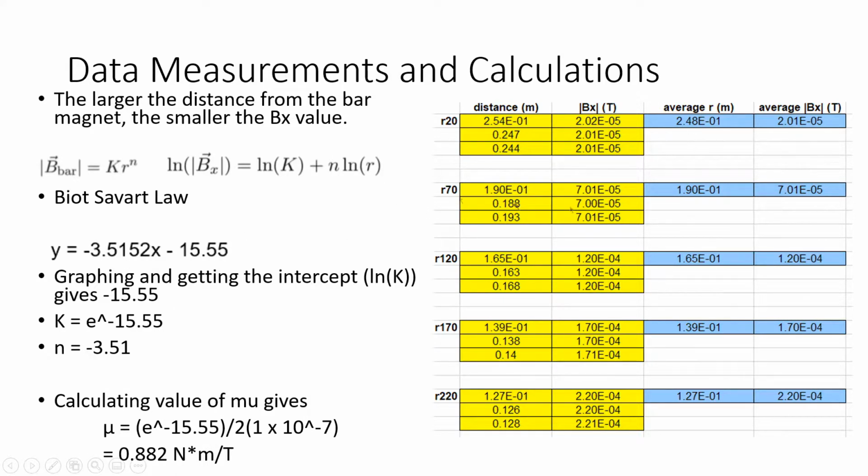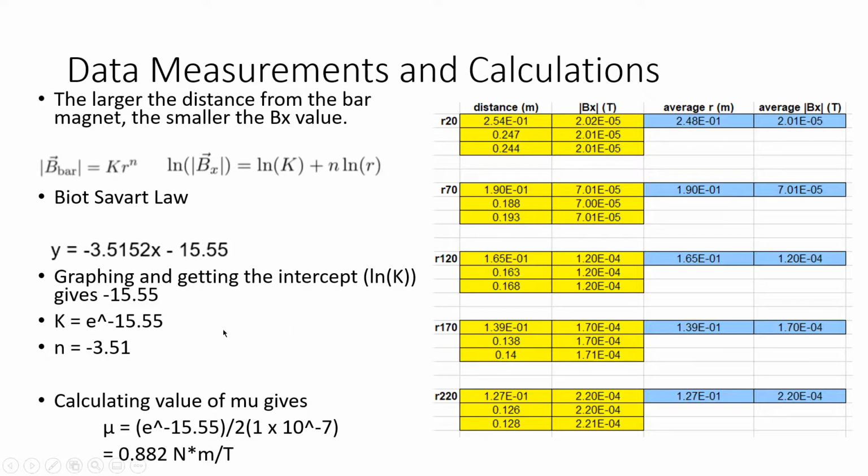So from this, the spreadsheet was used to create a graph with a line of best fit equation, which is right here. Y is equal to negative 3.5152x minus 15.55. And we can get from this that the distance dependence, n, would be equal to negative 3.5152. And taking the intercept from this, negative 15.55, and solving using the formula shown above for log natural of k, gives that k would be equal to e to the power of negative 15.55.